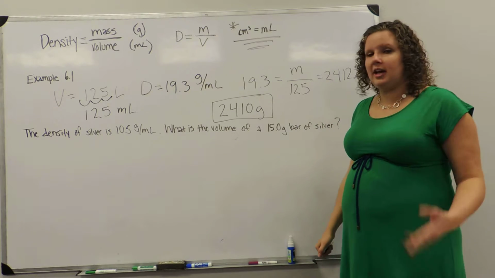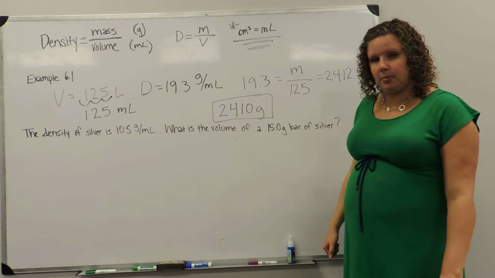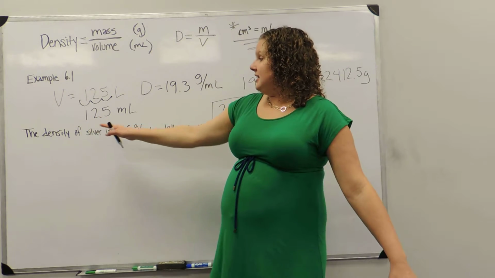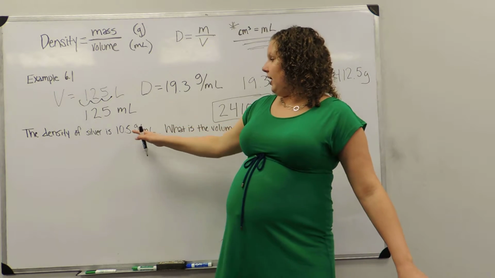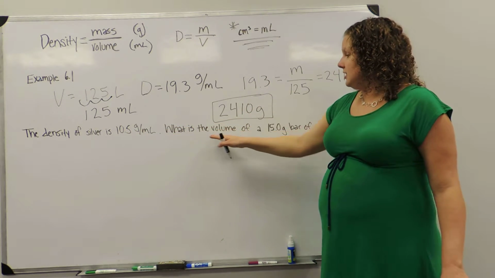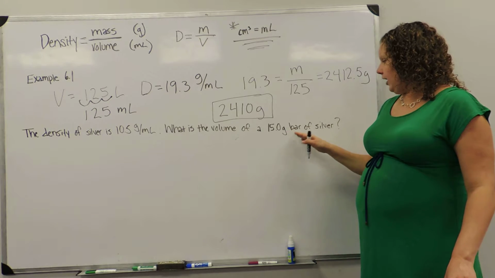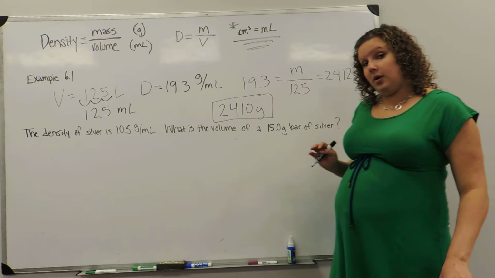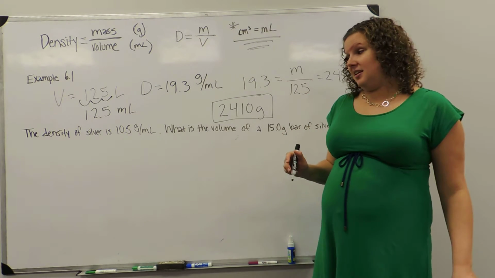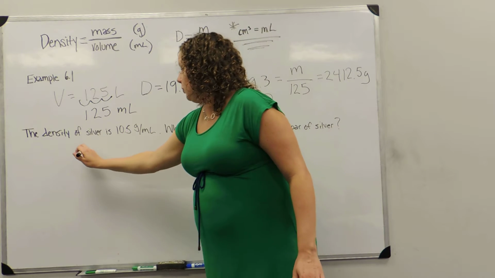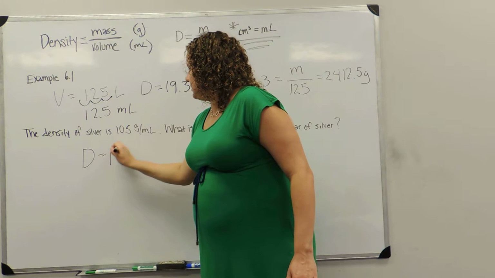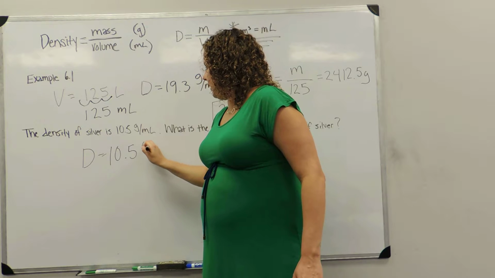Okay, this one might be a little hard to read. I just made it up to give us one more type of problem to practice. It says the density of silver is 10.5 grams per milliliter. What is the volume of a 15-gram bar of silver? If you want to make a list of everything the problem's giving you, that can help. So first, we know that density is 10.5 grams per mil.